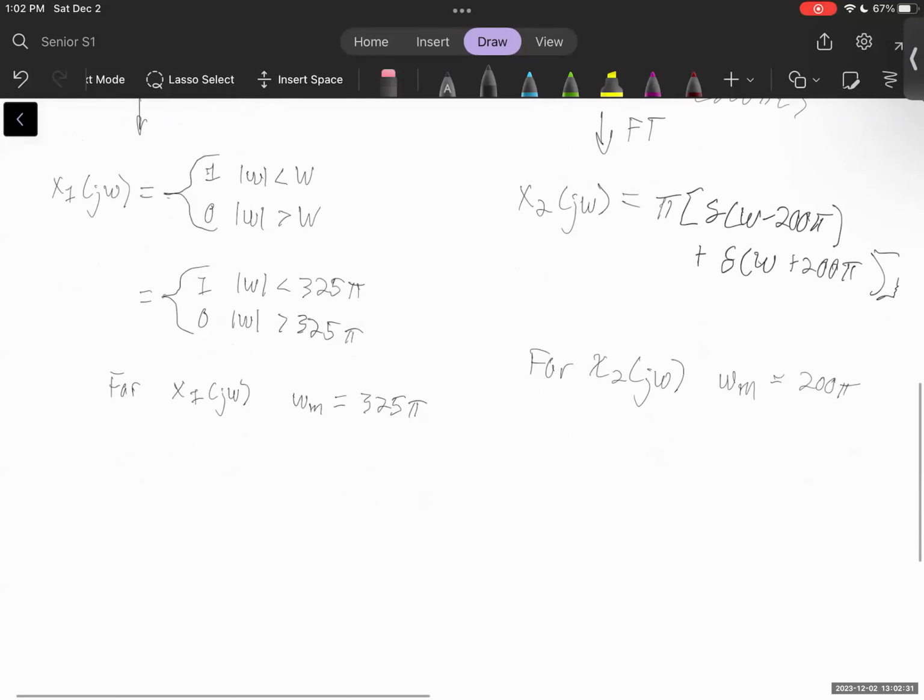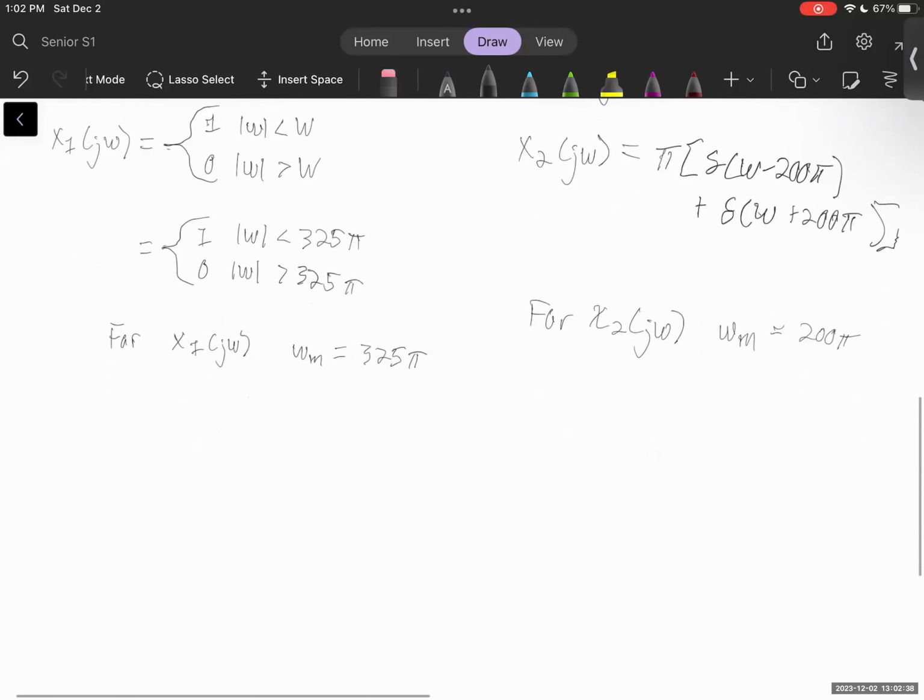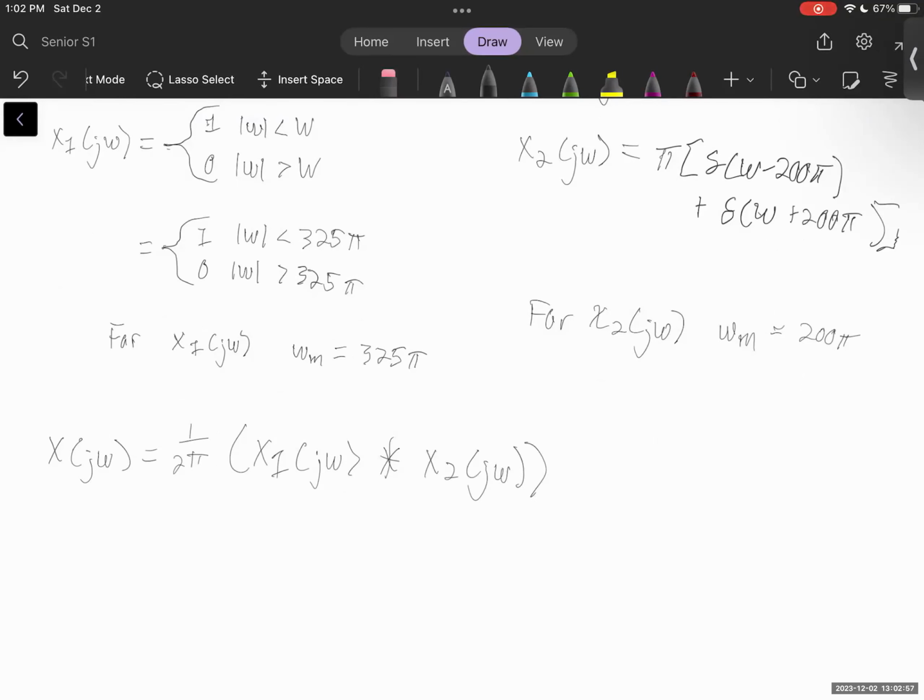Okay. So now we have our maximum frequencies for X1 and X2. So now we need to go back to our X of j omega. We had that defined up above as our X1 convolved with our X2 of j omega. And this factor here is the scale.